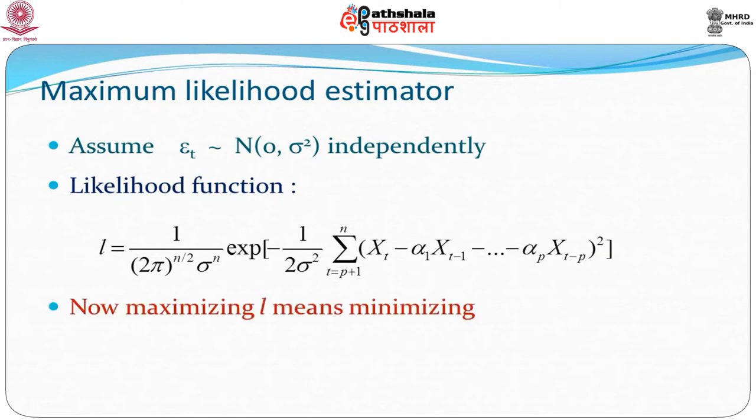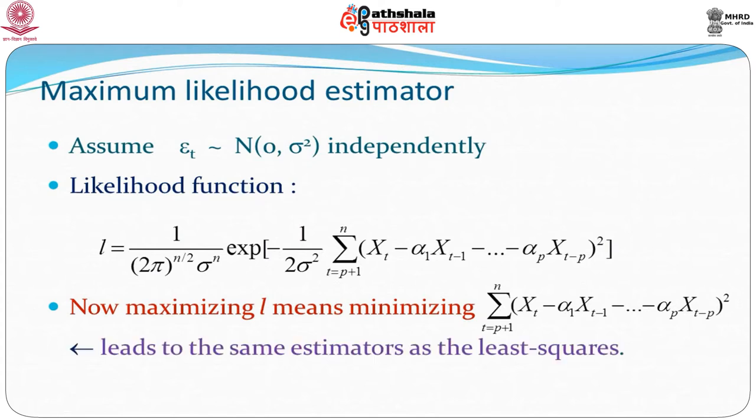And then we can maximize L. But notice that maximizing this L is the same as minimizing this summation (X_t minus alpha_1 X_{t-1}, etc.) squared in terms of alpha. So basically this boils down to the least square method. As we do in regression as well, the least square method and the maximum likelihood method become equivalent if the error is normally distributed. So again we get the same estimator. Of course, when we use the maximum likelihood estimator, the variance estimator, that is sigma hat square, has a slightly different divisor. But for large samples, this would be equivalent to the least square estimate.